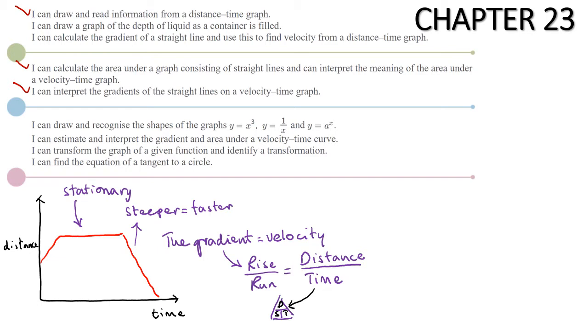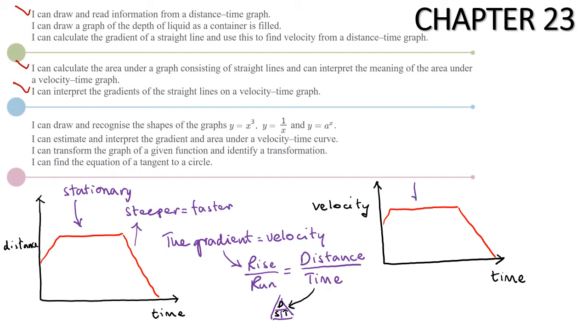Now if we compare this to a velocity time graph, okay, so time along on this axis, but not distance but velocity, then if I have a similar type of graph like this, then when something is flat, it actually doesn't mean it's stationary, it means it's moving at a constant speed or constant velocity. So it's a bit like the cruise control on a car, it's moving at a constant speed.